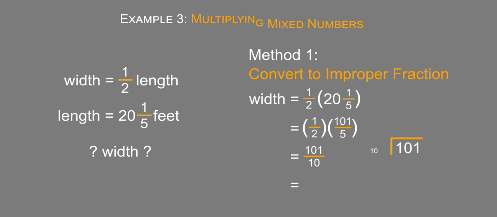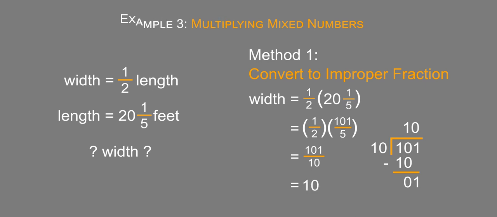101 divided by 10. 10 times 1 is 10. Subtract, bring down your 1. It won't go into 1. So we put a 0 here, and since we have a remainder of 1, we put that over what we're dividing by, and that equals 10 1/10 feet.